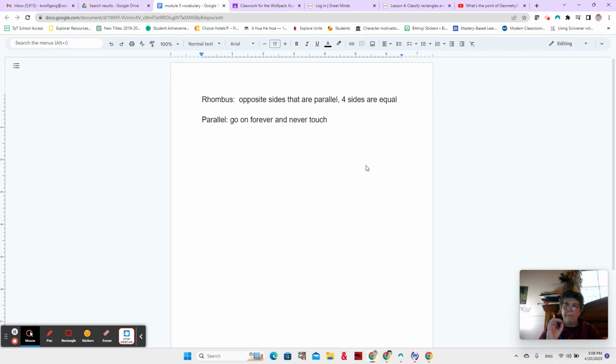All right, so a parallelogram has 2 pairs of opposite parallel sides. A trapezoid has 1 pair of opposite parallel sides. A rhombus has 4 opposite parallel sides, right? So 2 pairs and 4 sides that are equal length. So we're going to start out by drawing one.